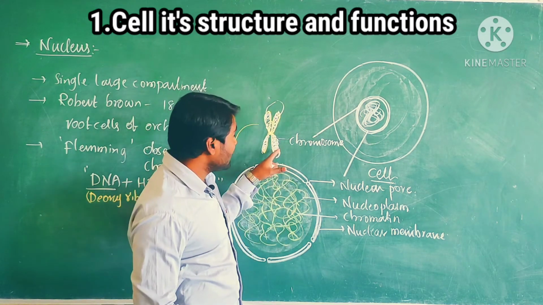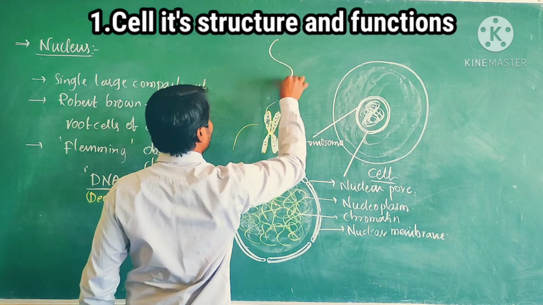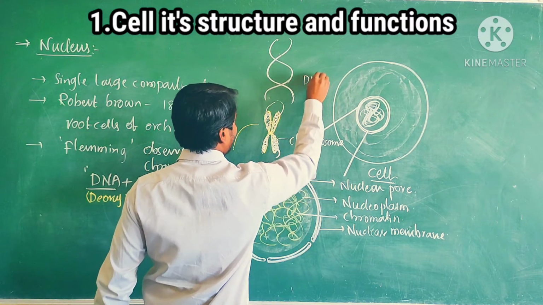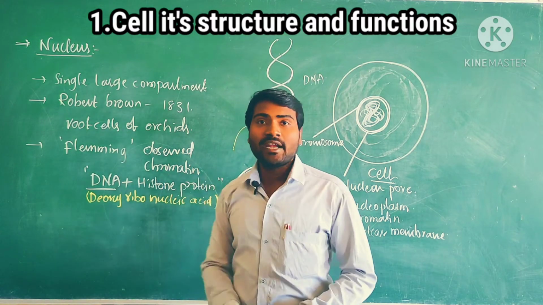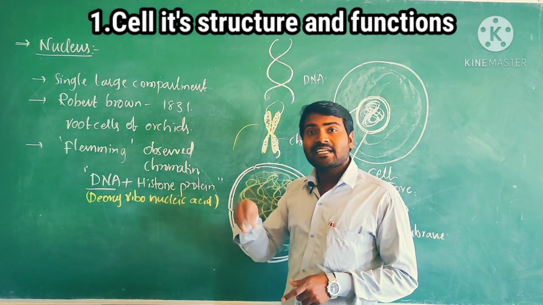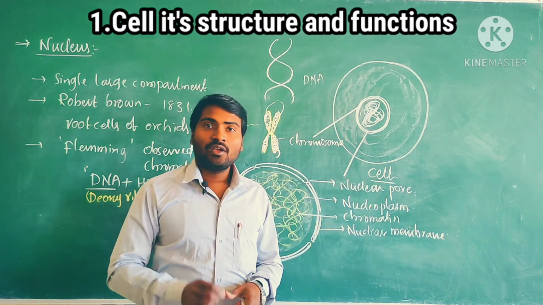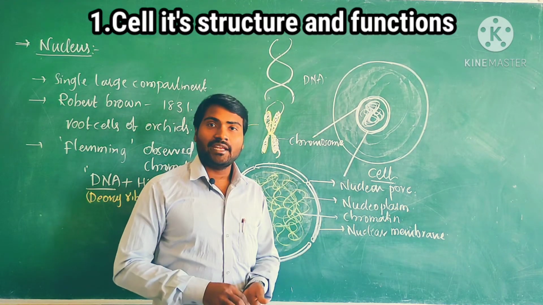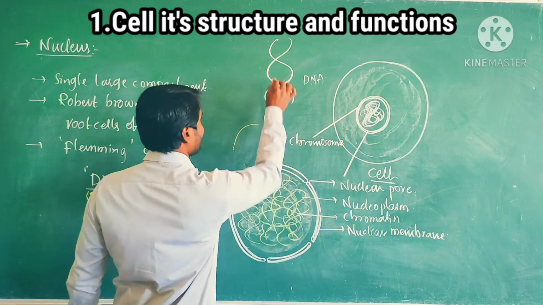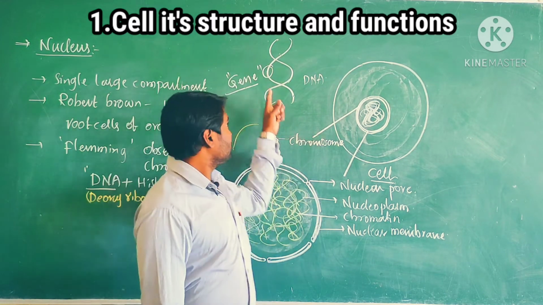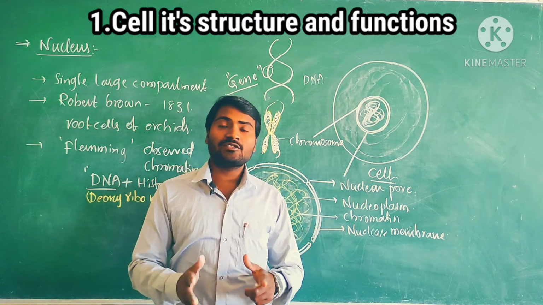If you see the structure of DNA, it looks like a twisted ladder-like shape. So where is DNA located? DNA is present in the chromosome in highly coiled form. A small segment or small portion of DNA is known as a gene.